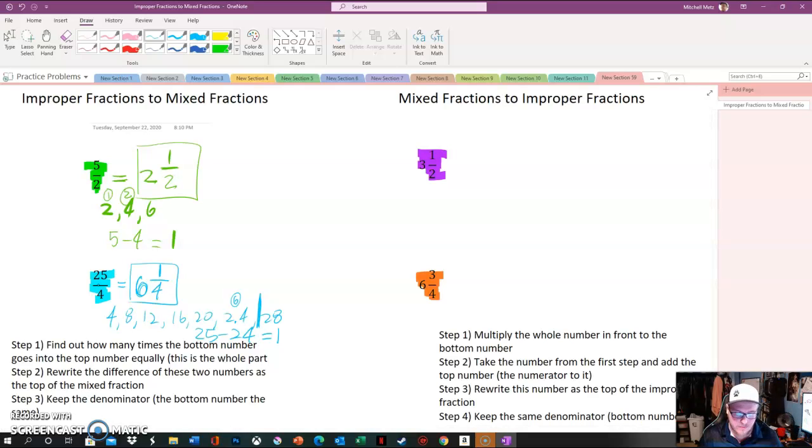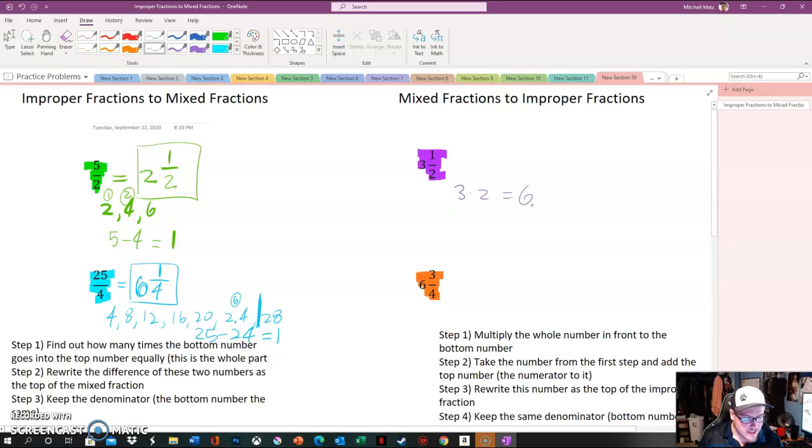Now let's do another example on this side. So now we're going to do the opposite. We're going to take the mixed fraction and turn it into an improper fraction. So first step, multiply the whole number in front by the bottom number. So all that means is the whole number 3 times 2. So I'm going to do that in purple. Hold on, let me change my color. That means 3 times 2 will be 6.